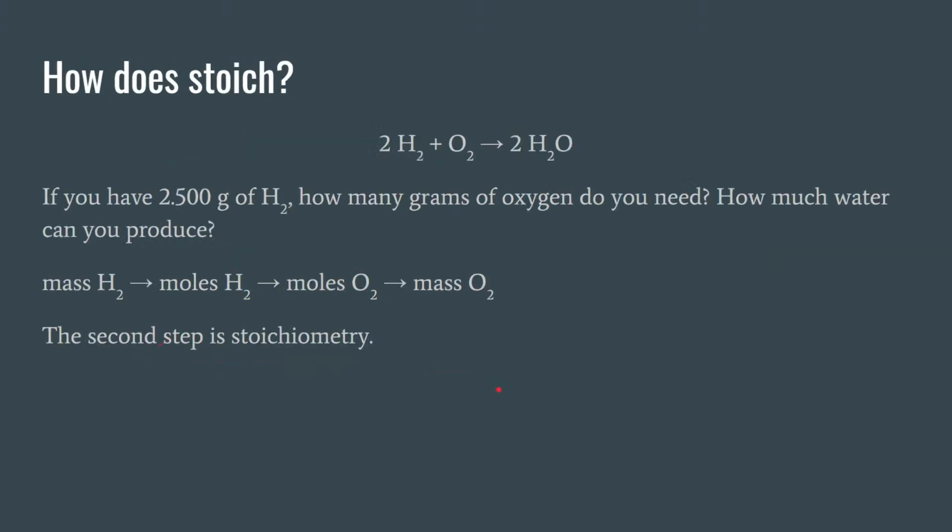So how do we do stoichiometry? If you have 2.5 grams of hydrogen, how many grams of oxygen do you need? And how much water can you produce? Stoichiometry says we have to convert to moles, and then we relate them to one another using stoichiometry. So we convert from mass of hydrogen to moles of hydrogen, and then from moles of hydrogen to moles of oxygen. And we do that using the balanced chemical reaction.